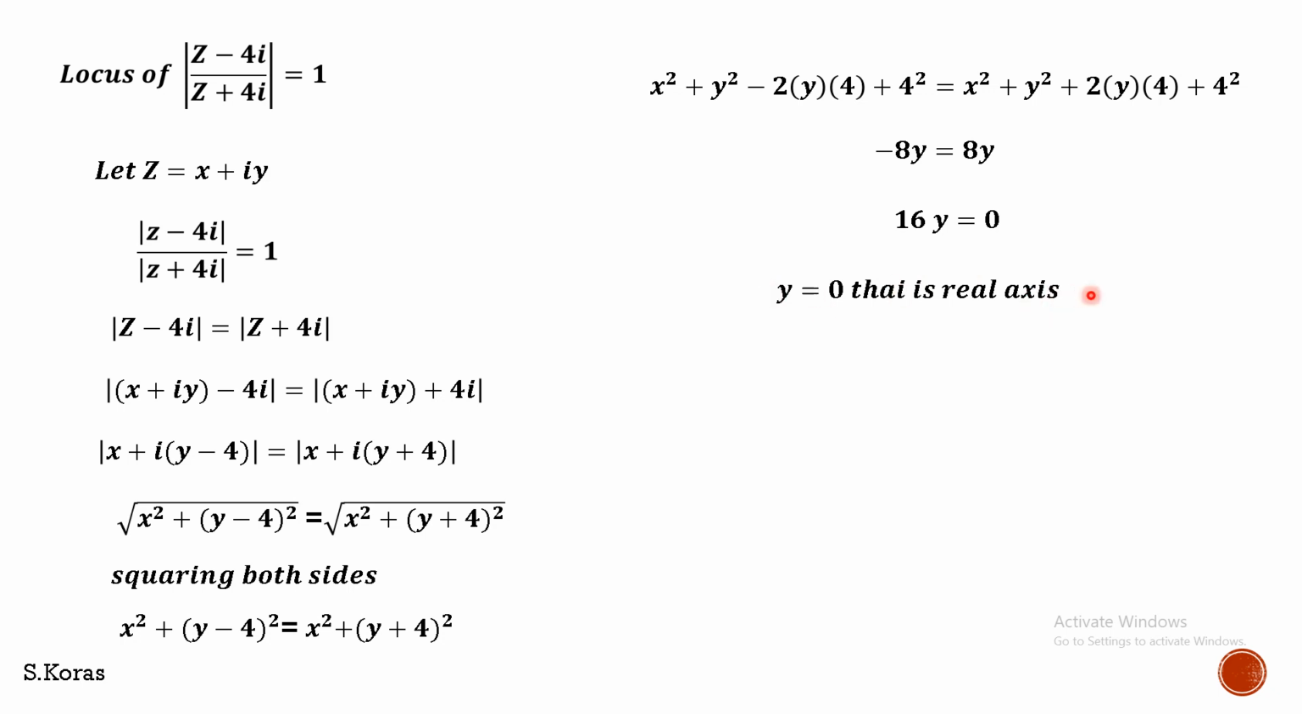So the problem given to us says if a point moves with this condition, that point will be moving on the real axis, or the path that is traced by that moving point will surely be the x-axis, that is y is equal to 0. So let us verify this with a diagram.